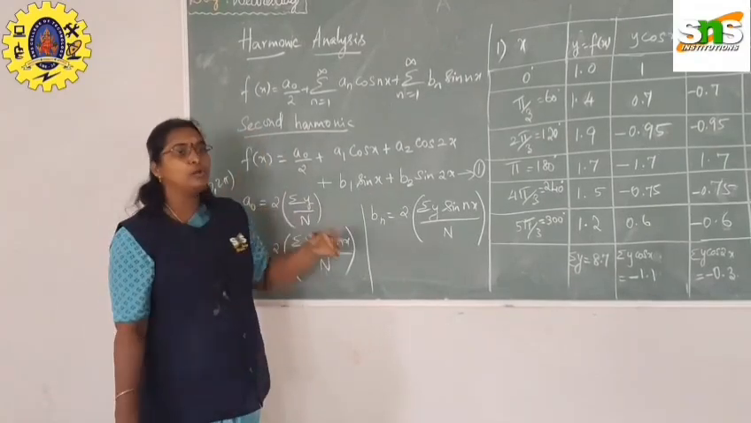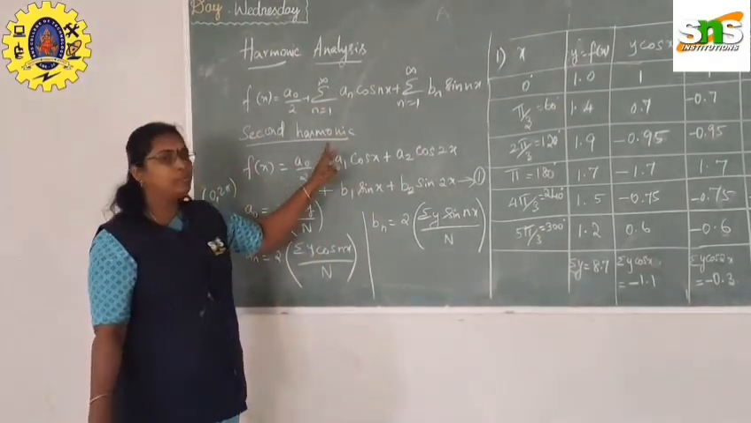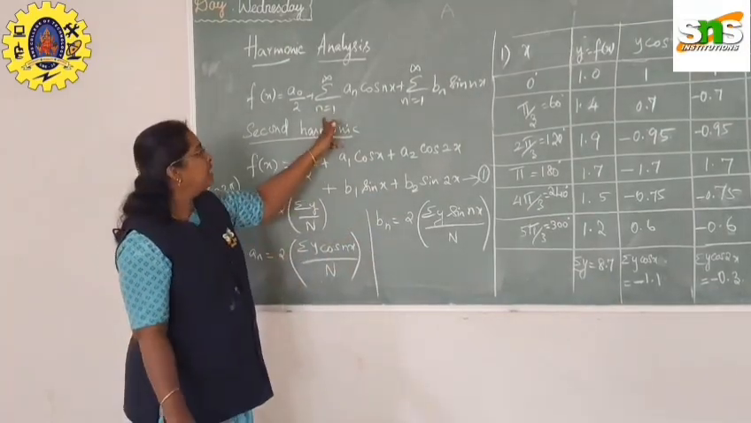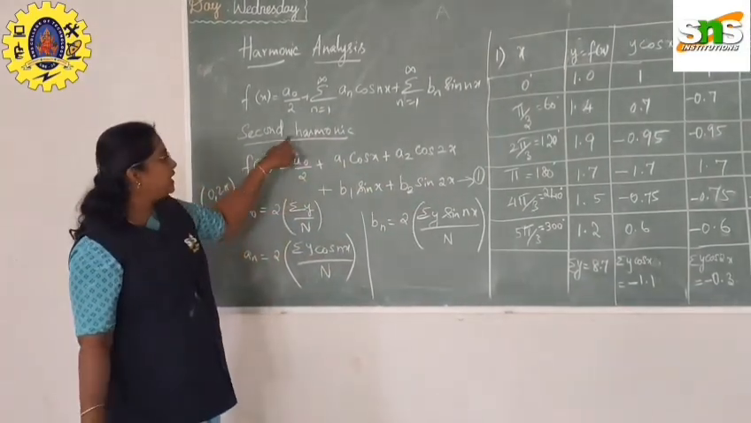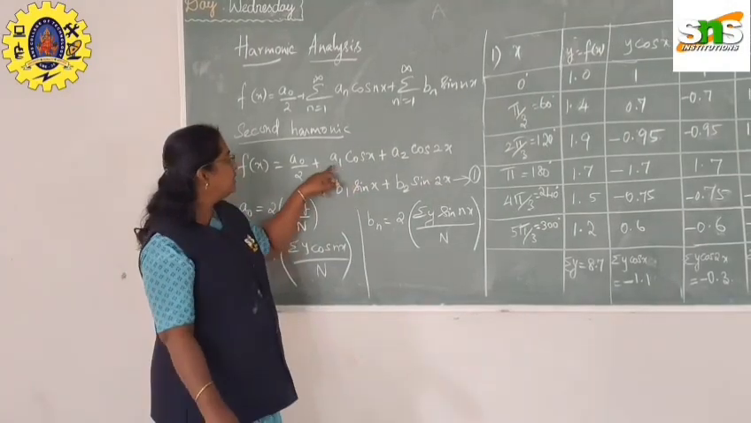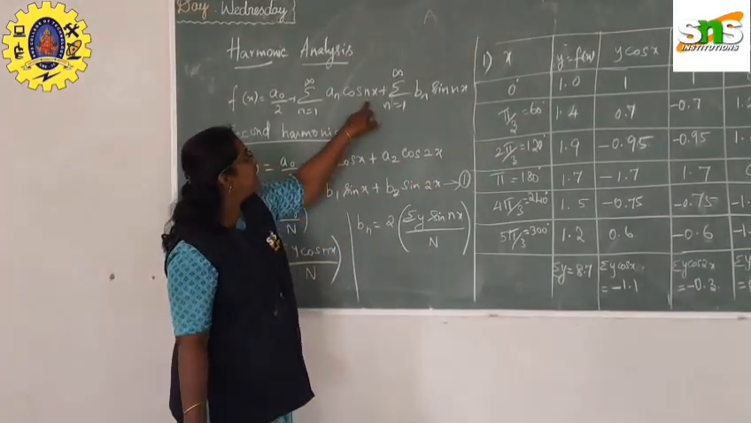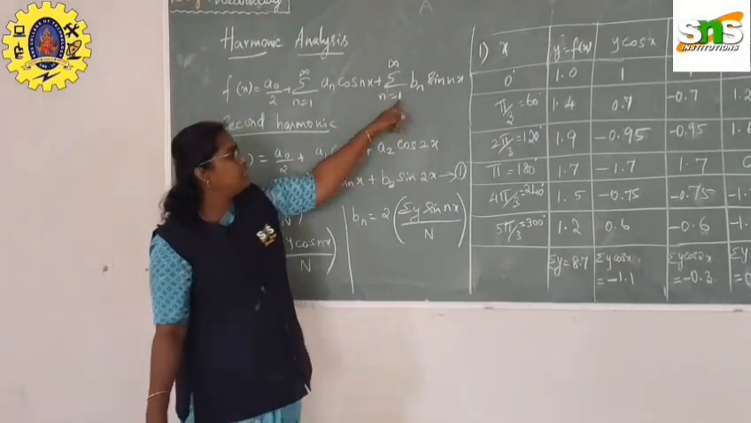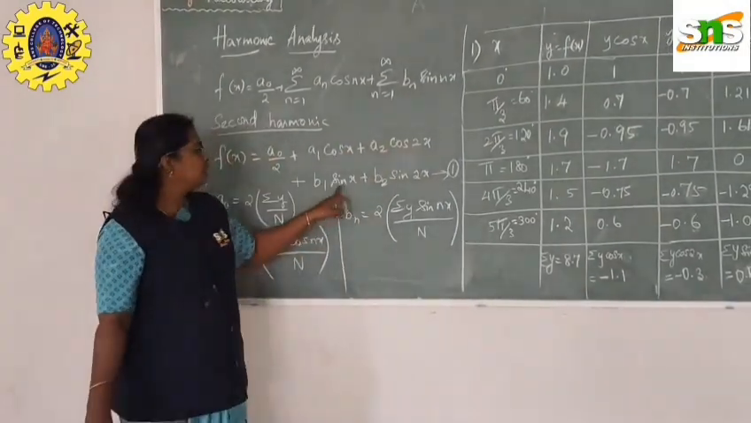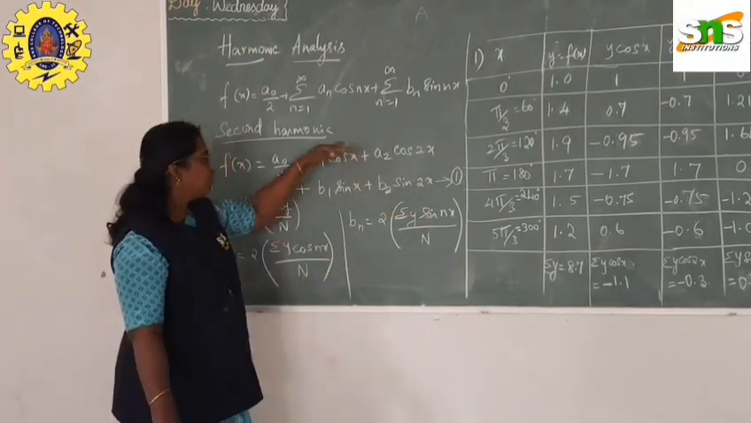That is, first harmonic means we take n equal to 1 and expand. And then suppose second harmonic means we expand up to n equal to 2. So for the second harmonic we get this formula: a1 cos x plus a2 cos 2x. Instead of n, we replace 1 and 2. Likewise, b is also expanded here: b1 sin x plus b2 sin 2x. So we got this formula.